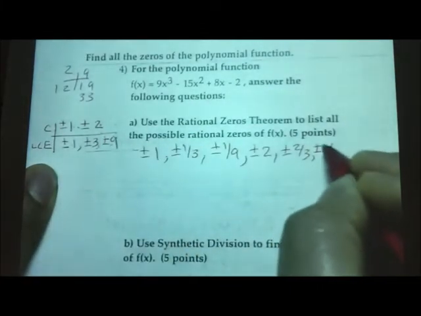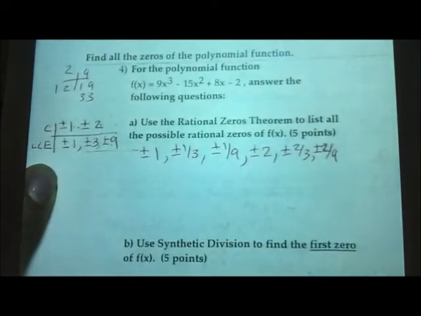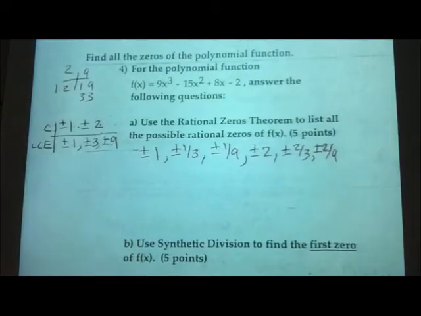Now, do any of those repeat? Can any of those be reduced? No. No. So, am I done? No. That's 5 points. You are done. That's it. Yay!